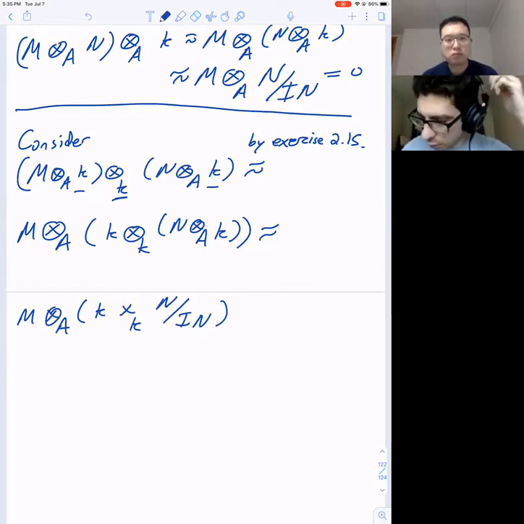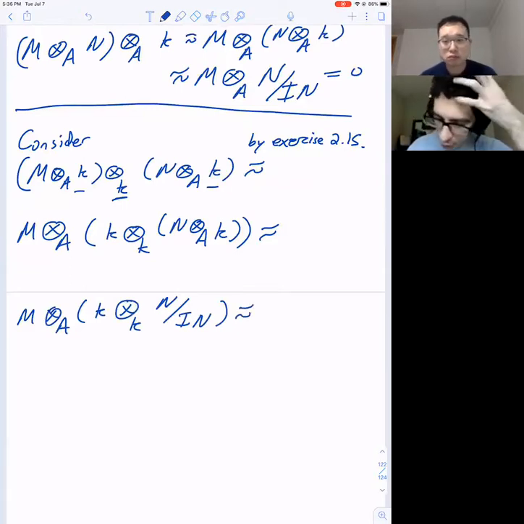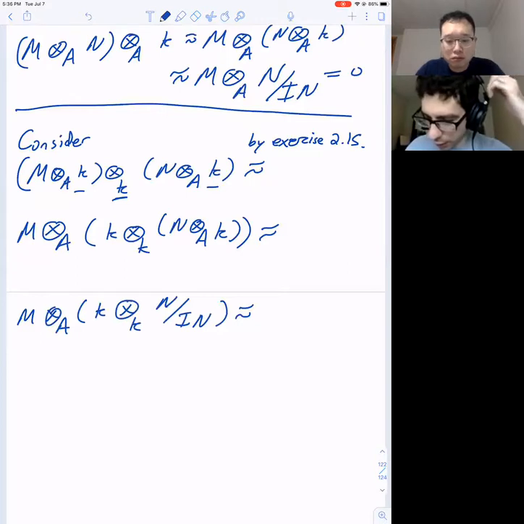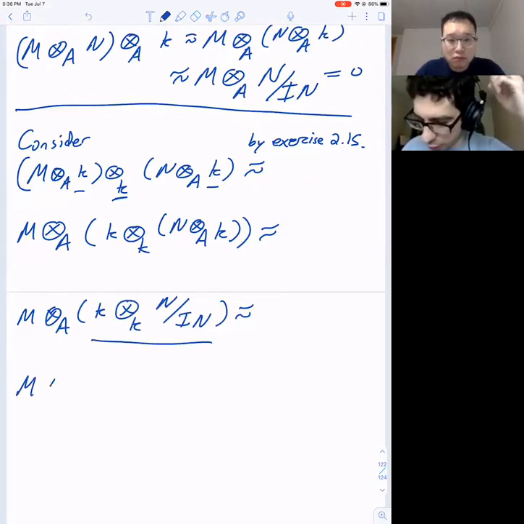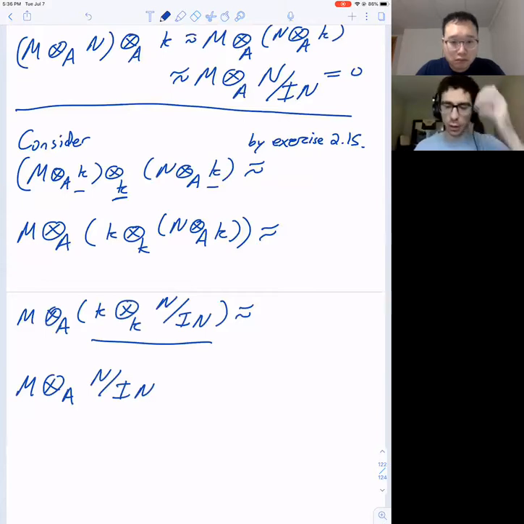Right, and so this is isomorphic to, if we switch backwards, we have, I'm sorry. So this is just M tensor A mod I N, because you're tensor producting over the ring. It's just the ring, so you get the module back.